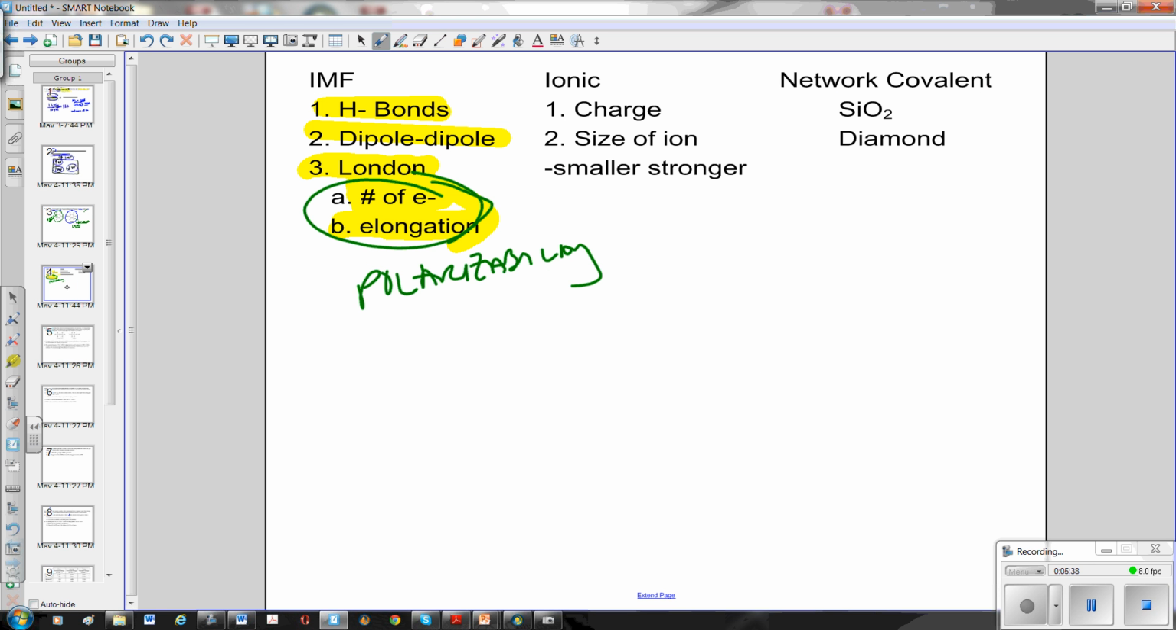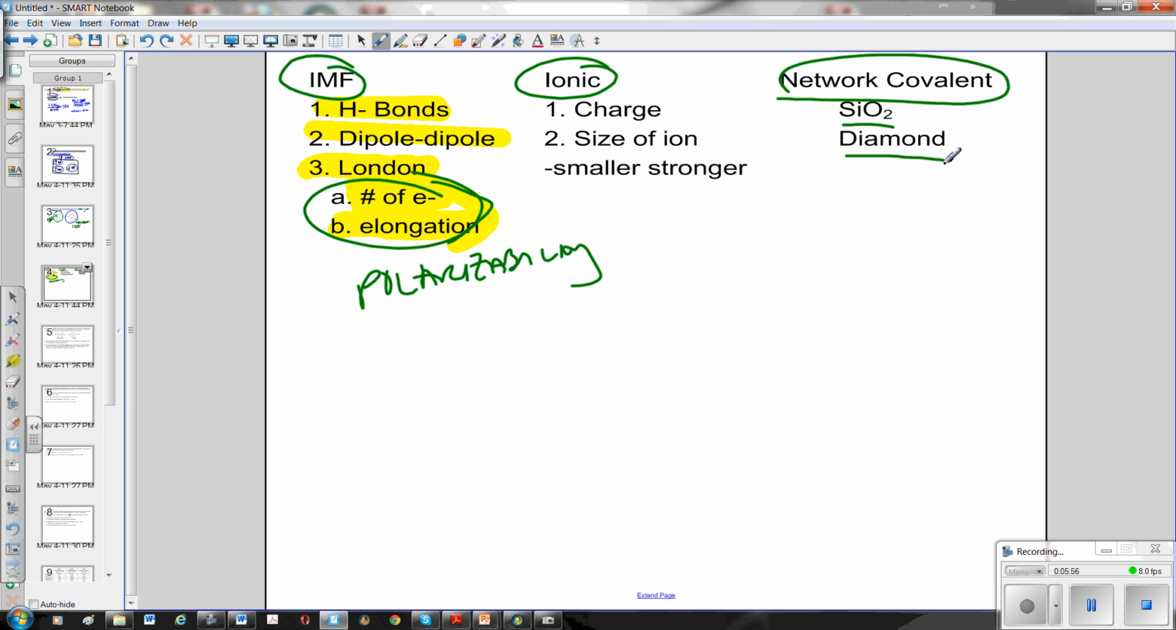We go back to our chart. Remember, IMF is the weakest force. Ionic is always stronger. And then finally, network covalent are the strongest forces. Typical examples they use on the AP test are SiO2 or diamond, which represent network covalent forces.